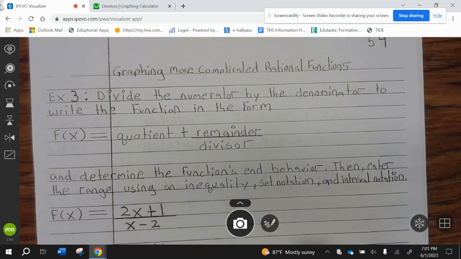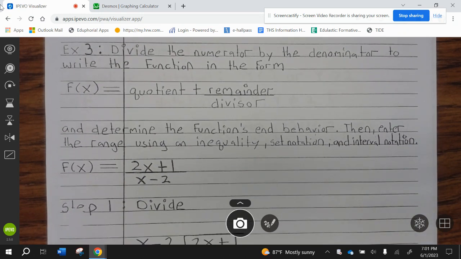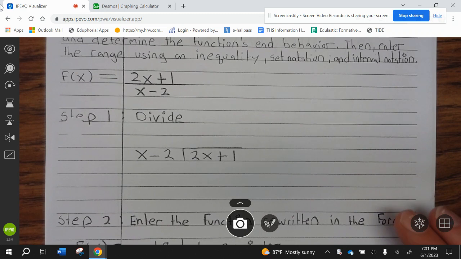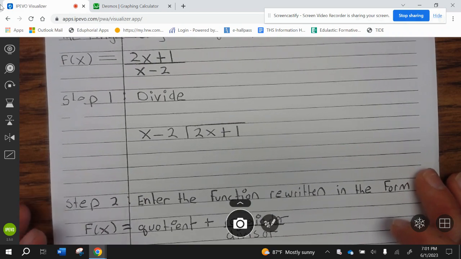All right, example 3. Divide the numerator by the denominator to write the function in the form quotient plus remainder divided by divisor, and determine the function's end behavior. Then enter the range using an inequality notation, or inequality and set notation and interval notation. Okay, so we divide.